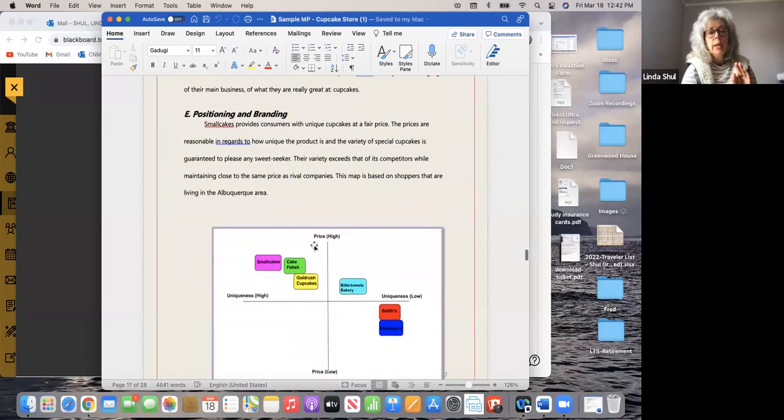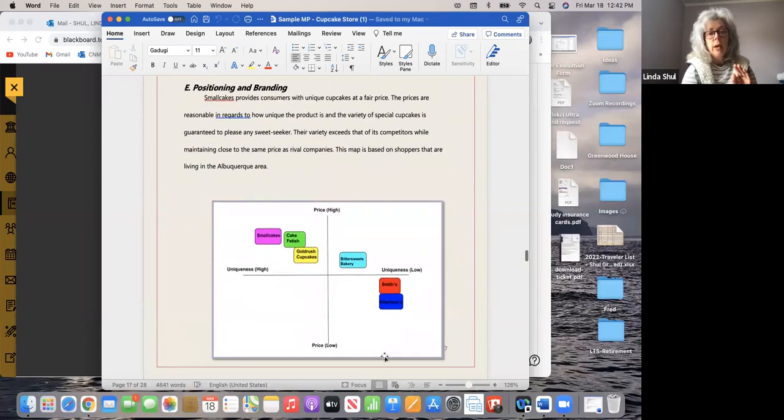Your positioning, and this is something I didn't require you guys to do, so don't feel you have to do this. But at another university, I did have students do this positioning map. It's a really good exercise, but as I said, you guys don't have to do it. Maybe in future semesters, I'm going to require students to do it. They looked at prices higher and lower and uniqueness of their designs. And then they placed it on the map and described it.